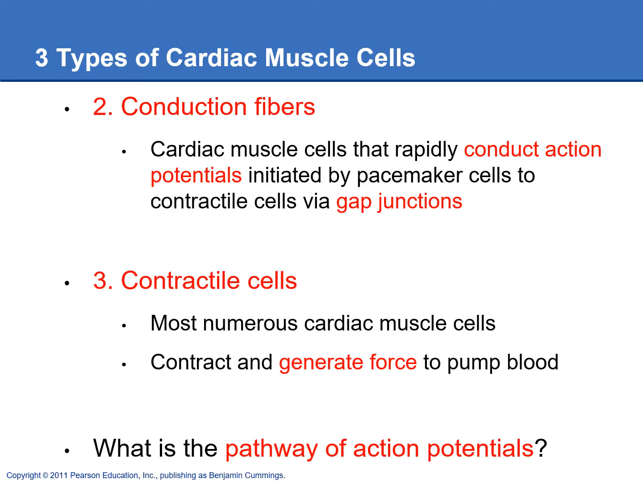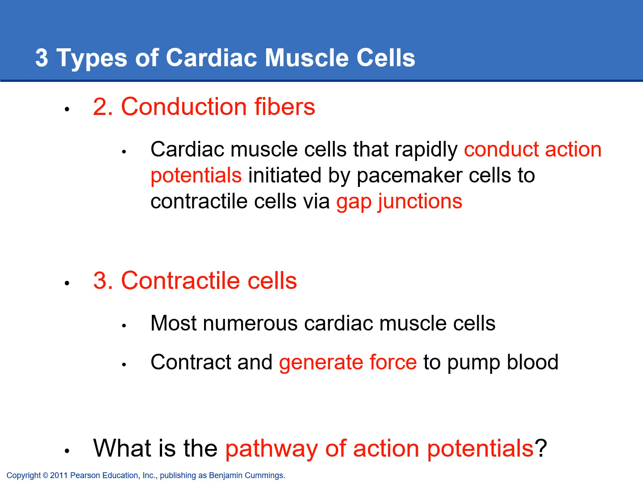The conduction fibers are just going to conduct the action potentials that were generated by the pacemaker cells, and take them to the contractile cells that are actually going to contract and pump the blood. There are gap junctions in the intercalated discs between all of the cardiac muscle cells, so the action potentials will travel through the conduction fibers rapidly through those gap junctions. Most of the cardiac muscle cells will be the contractile cells, and they're the ones that are actually going to contract, generate the force, and pump the blood.